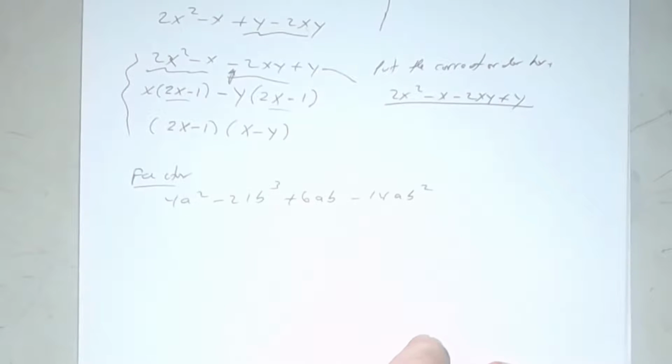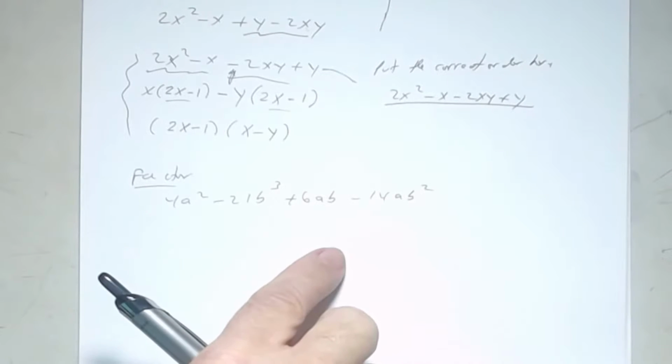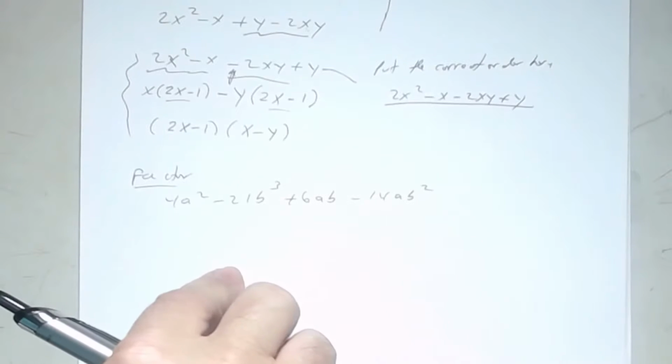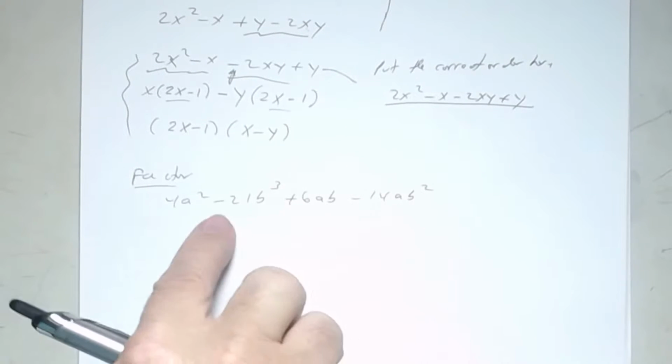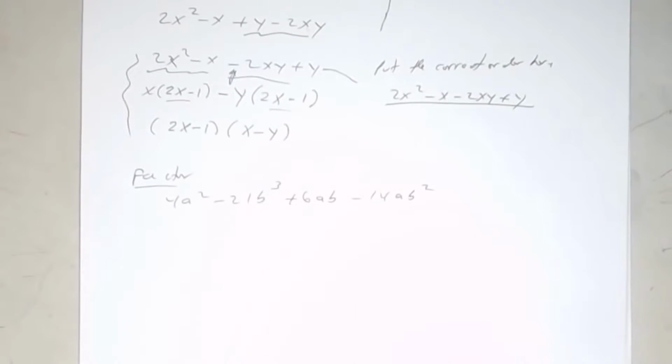All right, so what's the GCF? You're still grouping. That's 4a squared minus 21b cubed plus 6ab minus 14ab squared. You don't have an a in the second term, negative 21b cubed, so it'll be 1. It can't be b either because there are no b's in this one. And the GCF of 4, negative 21, 6, and negative 14 is 1. So you're not going to take out anything. Then we have 4 terms, so we're going to factor by grouping.